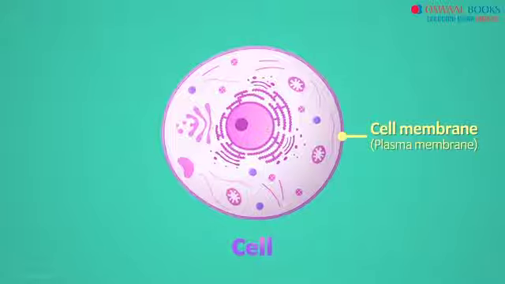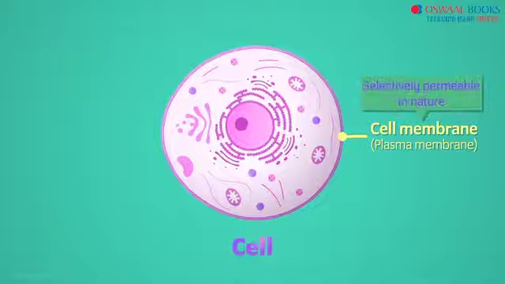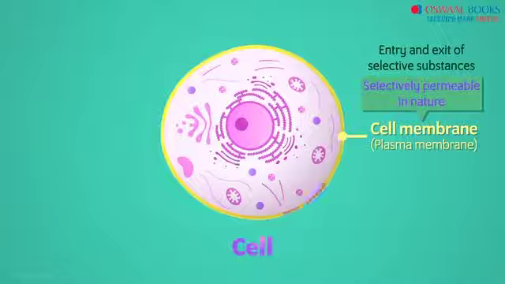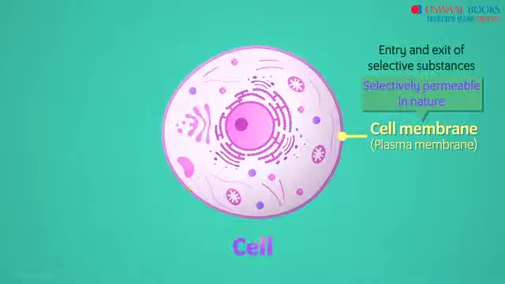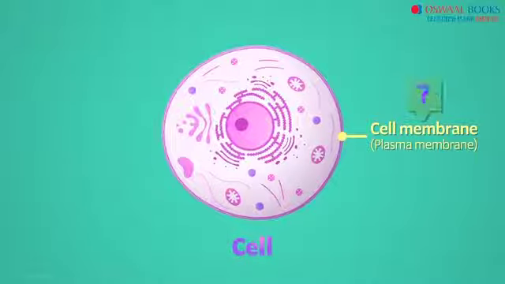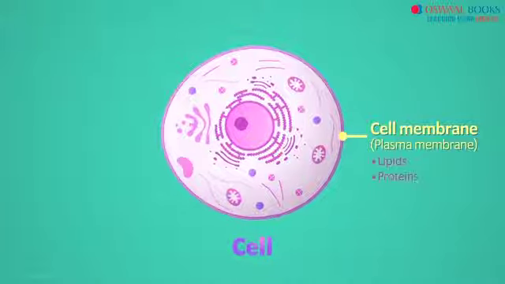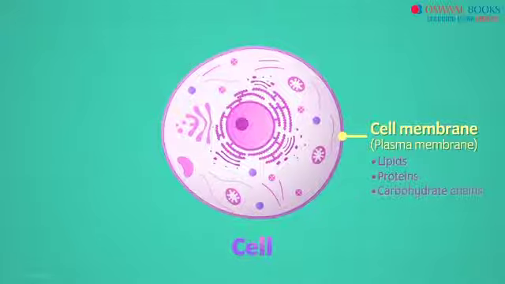In our previous video, we have learned that the cell membrane is selectively permeable in nature. That is, it only allows specific materials to enter and leave the cell. Any guesses what is the plasma membrane made up of? The plasma membrane is made up of lipids and proteins and also has some carbohydrate chains.